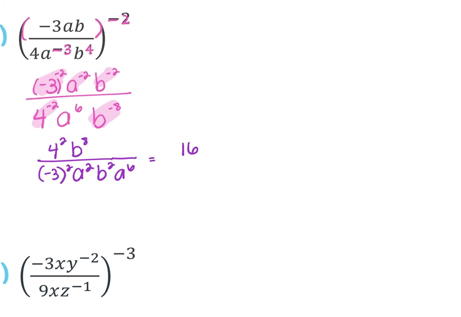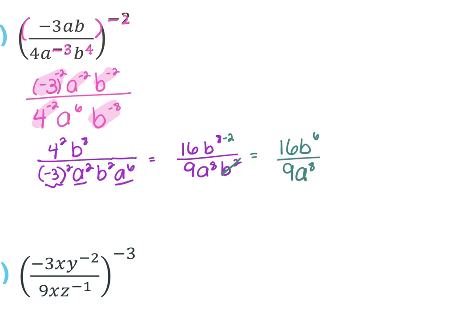Now I have 16, b to the 8, over -3 times -3, which is 9. A squared, and a to the 6th is a to the 8th, b squared. Nothing goes into both 16 and 9, so the coefficients are going to stay. But this b to the 2nd can come off of the b to the 8 in the numerator, and I end up with 16 b to the 6th over 9 a to the 8th.